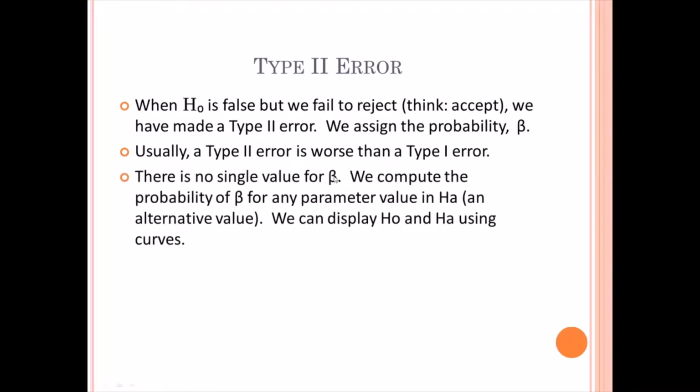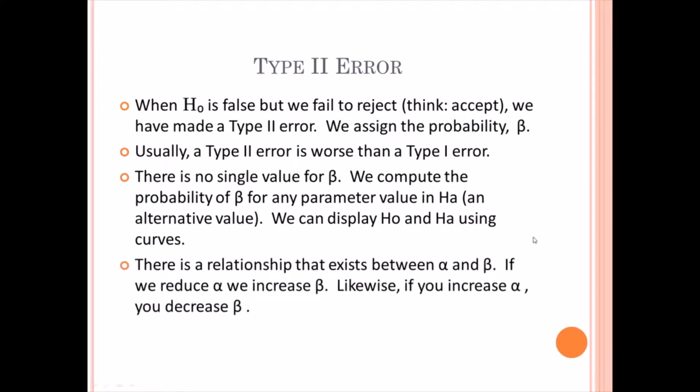All right, there is no single value for beta. We compute it based on a parameter value that's in HA. So let's just say H0 is that P is 0.3 and HA is P is greater than 0.3. Then you can pick a P value for HA that's 0.4 or 0.5 or 0.35, anything within that range of alternatives to use to calculate beta. And it involves two curves. So let's hold off until we get to the curves, and maybe I can make some sense of it for you.